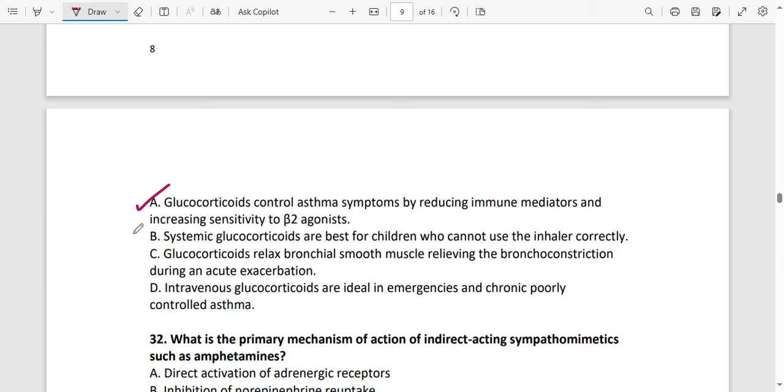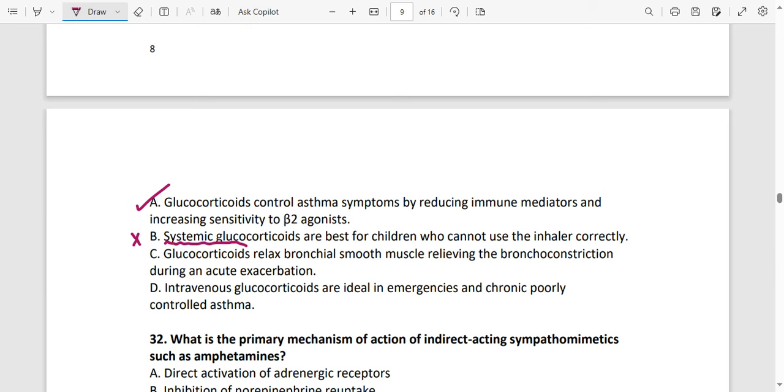Now, this statement is false because it's not systemic. Systemic drugs are the ones where you are injecting the drug IV. Okay, it goes through the entire system. For those who can't use the inhaler correctly, you are going to use the same inhaler, but there is something that you put at the beginning. We are going to see another question that is going to help them to be able to push the drug, but not a systemic one, because for systemic you don't use inhalers.